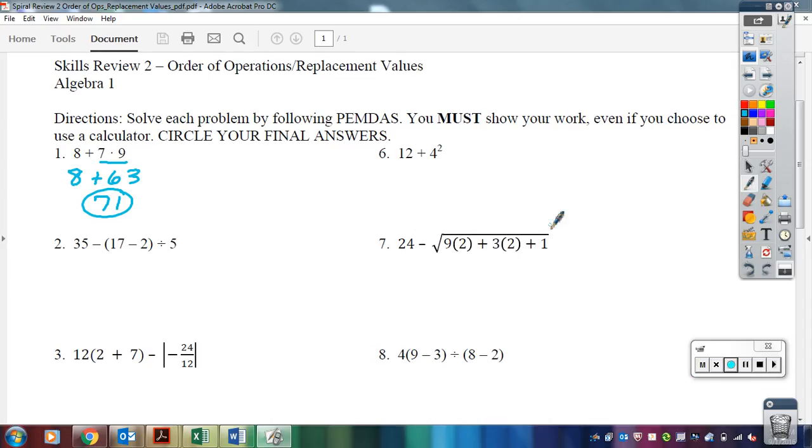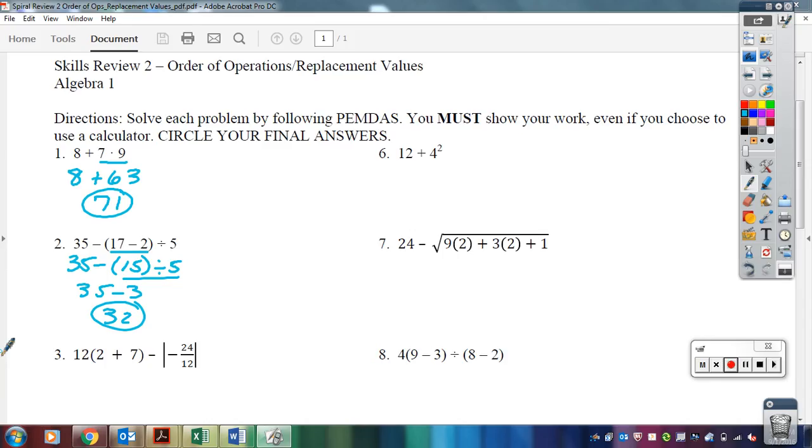Question number 2. Do order of operations because you're working inside the parentheses first. 35 minus 17 minus 2 is 15 divided by 5. Don't do subtraction because division comes before subtraction. 35 minus 3, which is 32.